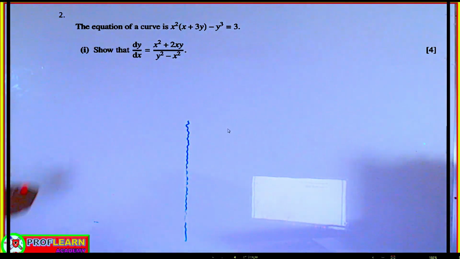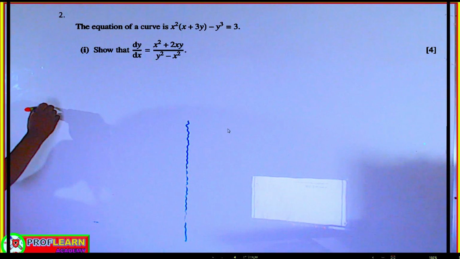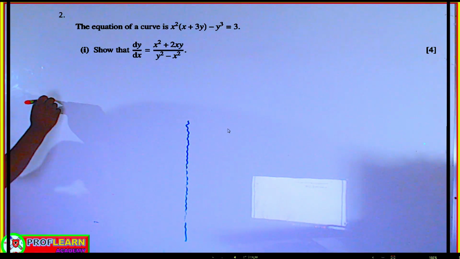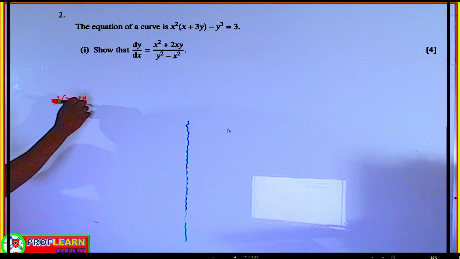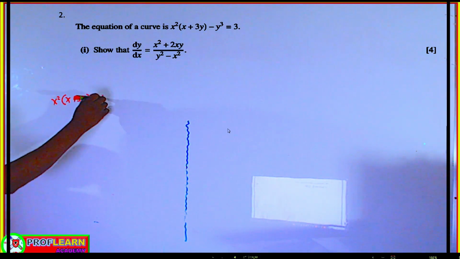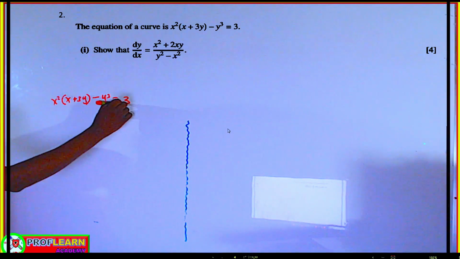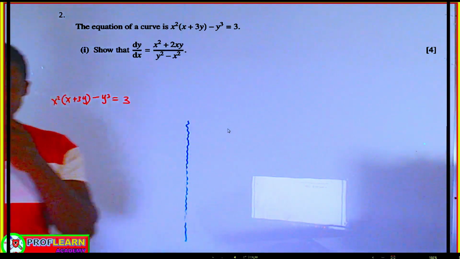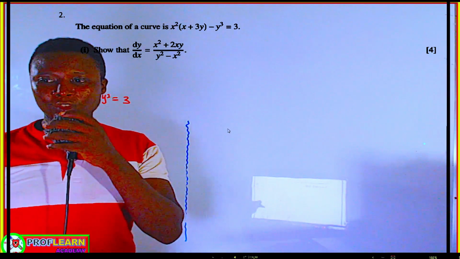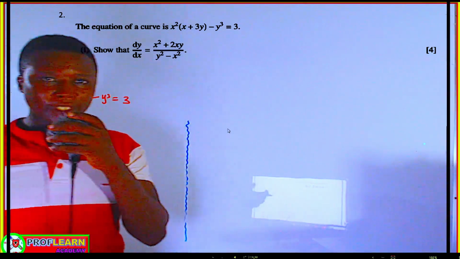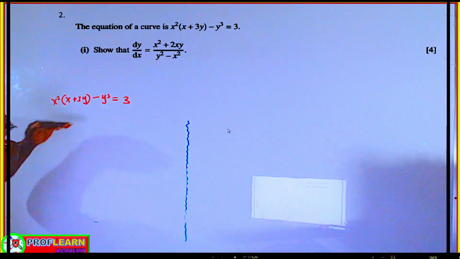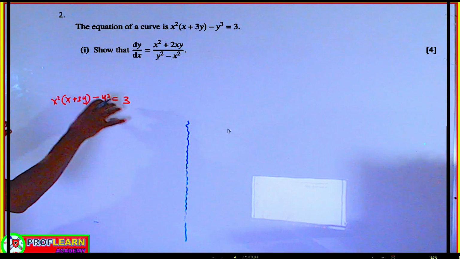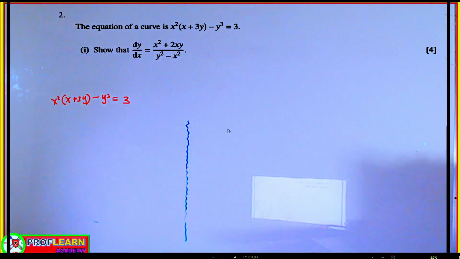We are given the equation x squared (x plus 3y) minus y cubed is equal to 3, and we are supposed to show that dy/dx is equal to (x squared plus 2xy) over (y squared minus x squared). So we are going to perform implicit differentiation and see whether we arrive at the dy/dx they are telling us.